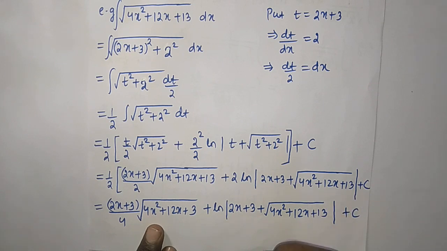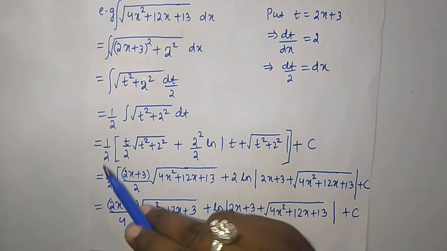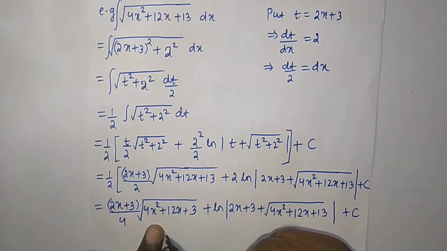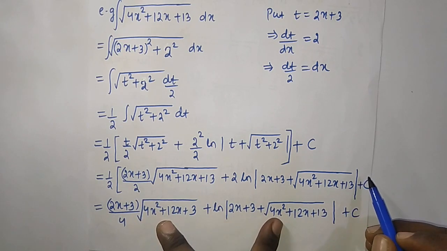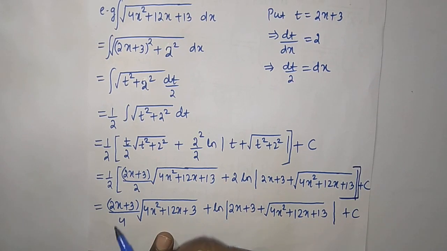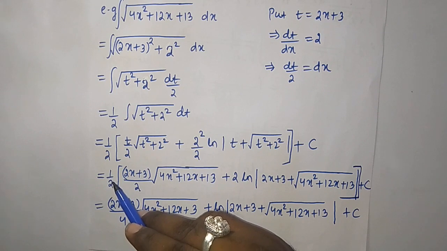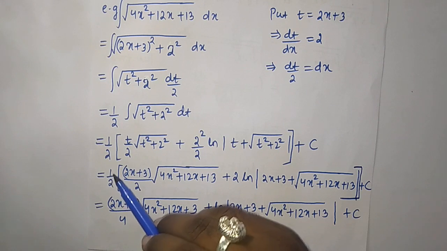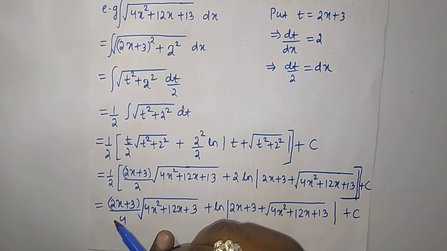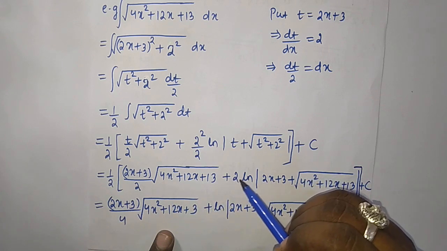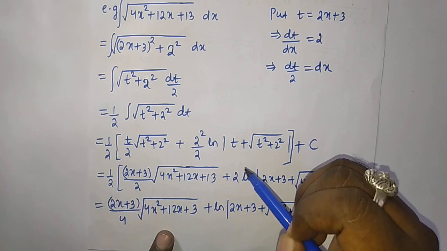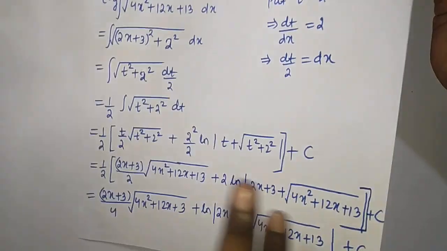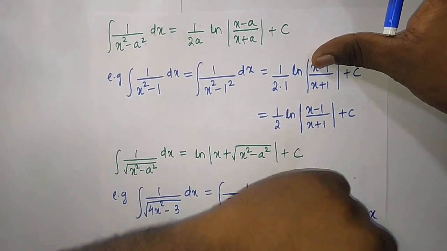Now here 1 by 2 is a constant term which was multiplied outside of this bracket. Here the bracket ended. So in the final step we will multiply this 1 by 2 term to both the terms. After multiplying 1 by 2, this term will become 2x plus 3 divided by 4 into this term, plus here this 2 and this 1 by 2 term both will be cancelled out, only ln modulus of this whole term will remain.